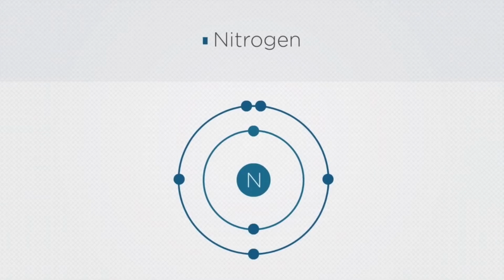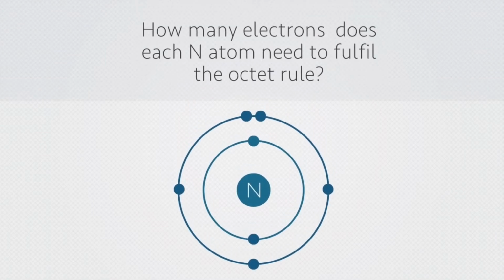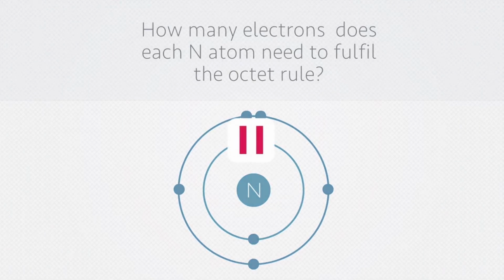Each of the nitrogen atoms has 5 electrons in their outer shells. How many electrons, therefore, do you think each will need to share to fulfill the octet rule? Pause the video and continue when ready.